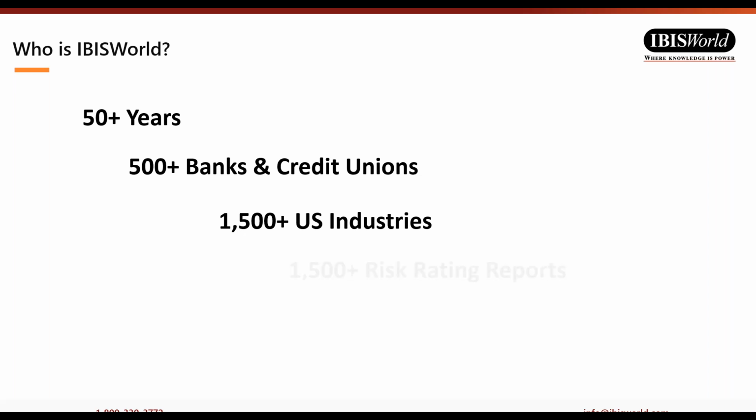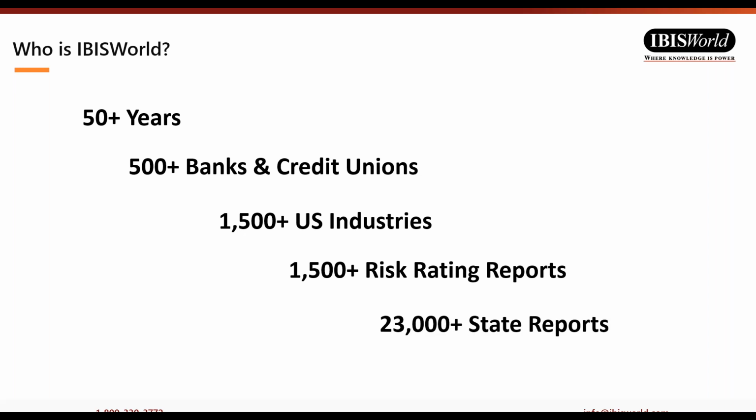That leads to my next point. Each industry we cover also has an industry risk rating report. Those are updated monthly, and we're actually providing risk scores for every industry that we report on. Those look at the risks inherent in each industry over the next 12 to 18 months specifically. So you're getting a forward-looking risk score with every industry that you have access to. And then lastly, our most recent update, which is our new State Collection, where we now have over 23,000 state-level industry reports available through the IBISWorld database.